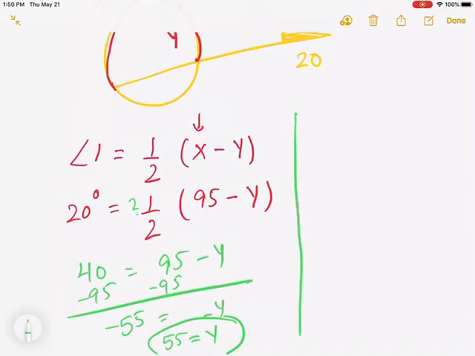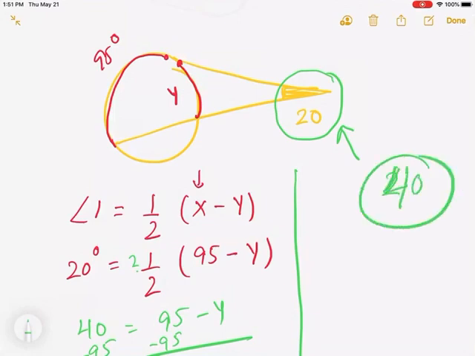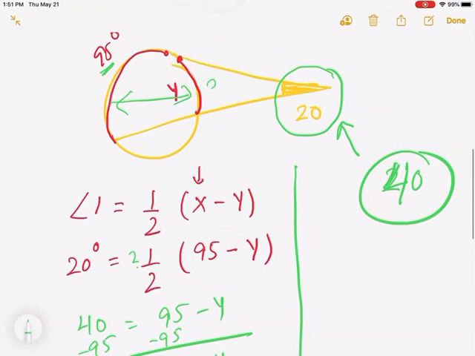Let's say you don't want to set up the equation. You want to do mental math. So think about the relationship. Isn't this angle half of something? It's half of the difference of two arcs, isn't it? So if the half is 20, what would the total be? The total would be 40. And where do you get 40 from? 40 is the difference of these two arcs, isn't it? You already know this is 95. What would you put here to get a difference of 40? It's going to be 55. That's just another way to look at it.